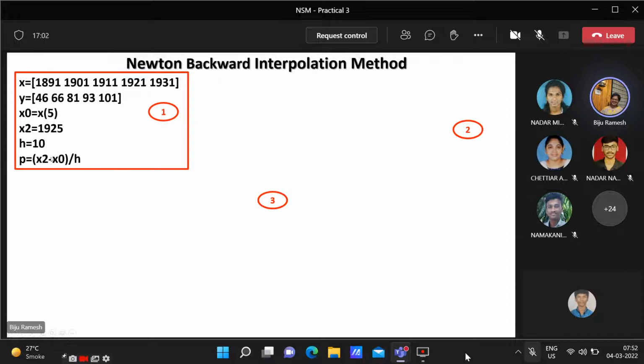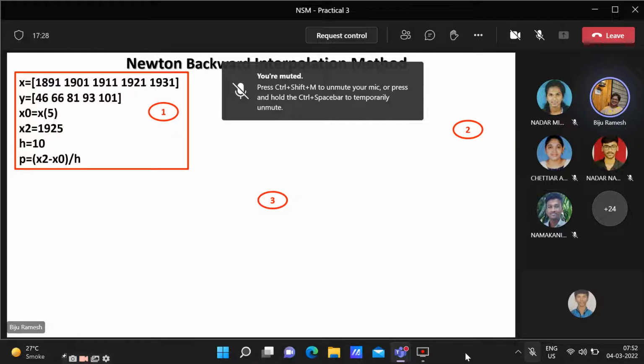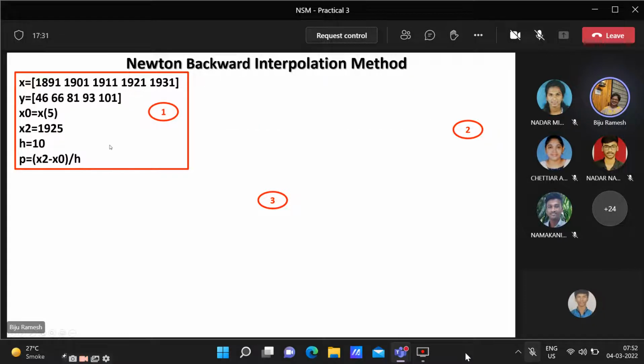So x minus x0. In the case of backward, what is x0? What is x0 in case of backward interpolation? 1931. So that is the last one. In the case of Newton forward, which is x0? 1891. So in the case of backward, you will be using 1931, and in the case of forward, you will be using 1891.